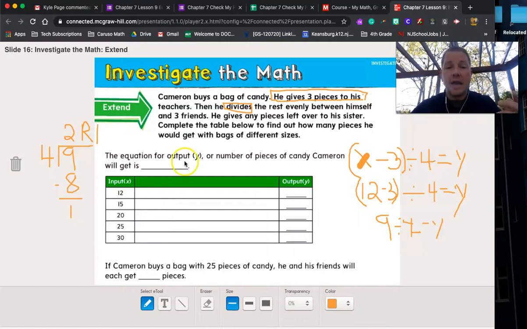So Cameron has 2 bags left over, and how many is he giving to his sister? In this part, he's giving his sister 1 bag because that's left over. It says right here, pieces left over go to his sister. So our answer here would be 2 remainder 1. Let's take a look at the next one.